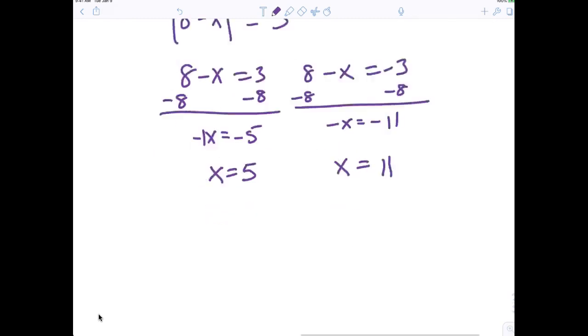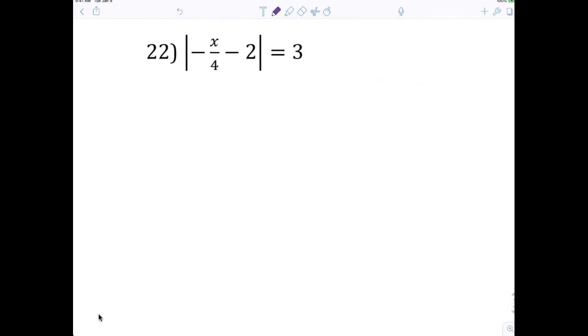Okay, Ian, let's go. What am I doing here? We do loud and proud. Come on, man. +2. Wait a minute. You haven't written the equations yet. -x/4 - 2 equals 3. And -x/4 - 2 equals -3.